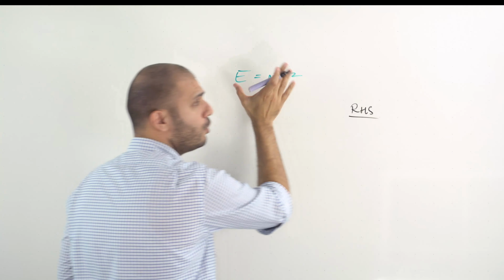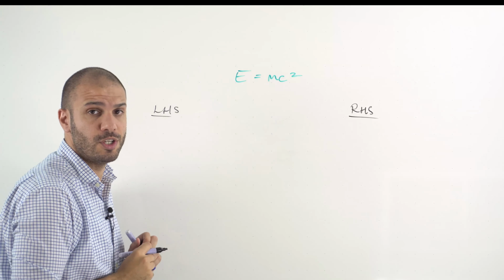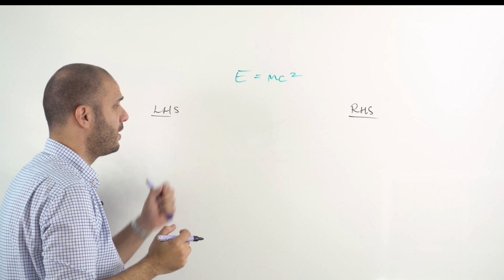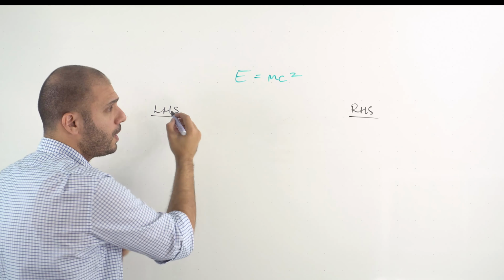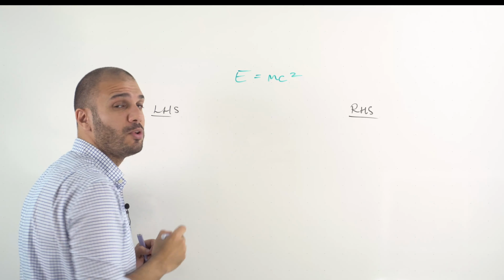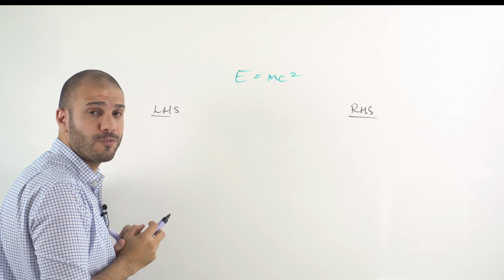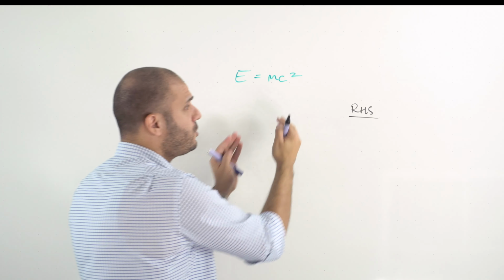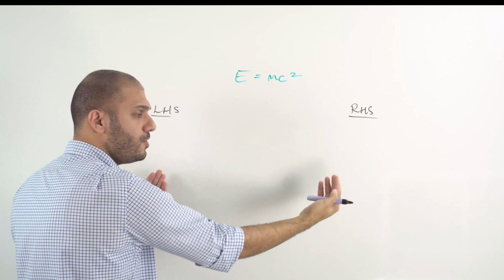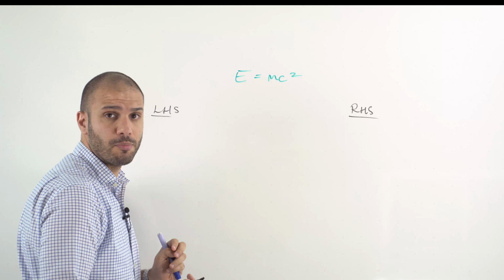So remember, we need to assume that we do not know whether this equation is correct or not. We are actually trying to check whether it is correct. So for the left hand side, we've got energy. The main thing to do here is to come up with the base units for energy and check what the base units for the left hand side are. Then come up with the base units for the right hand side and see if the base units of the left hand side and the right hand side match up or not.